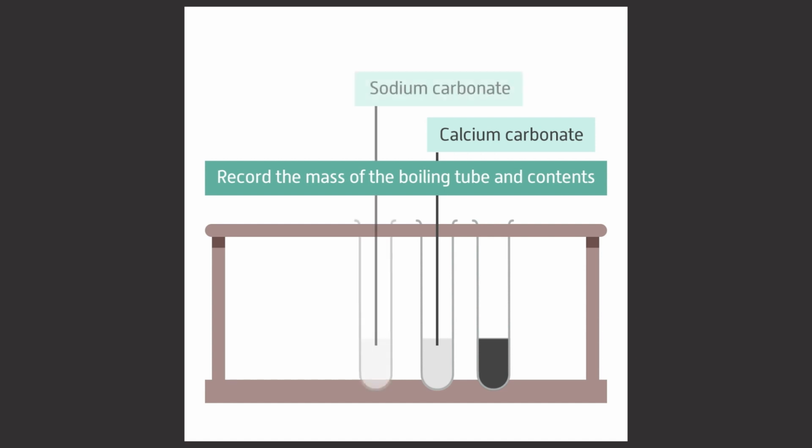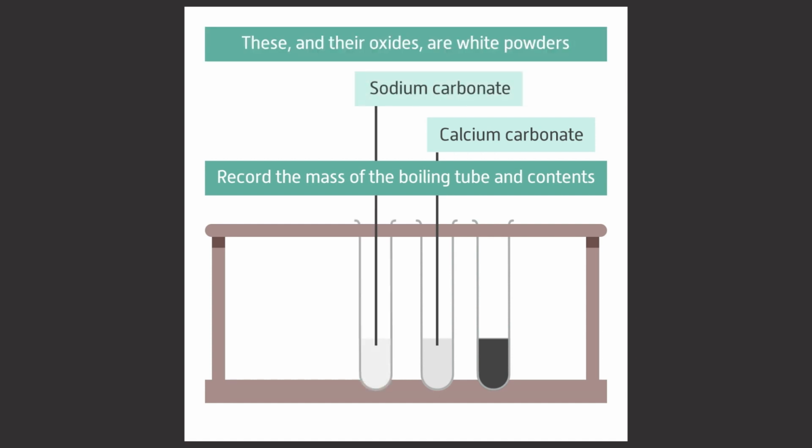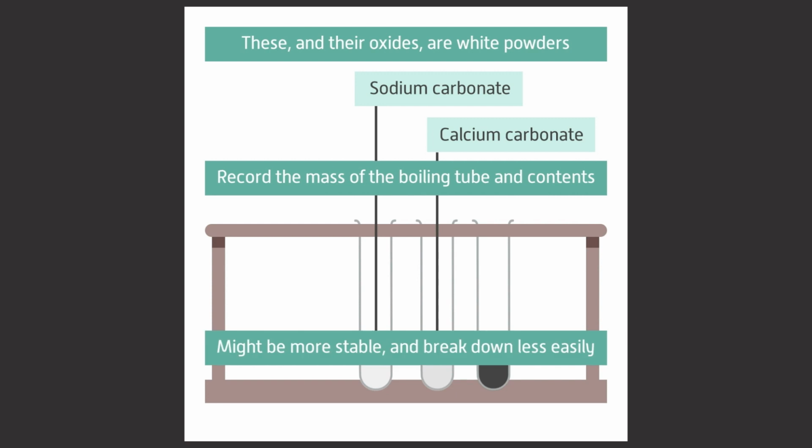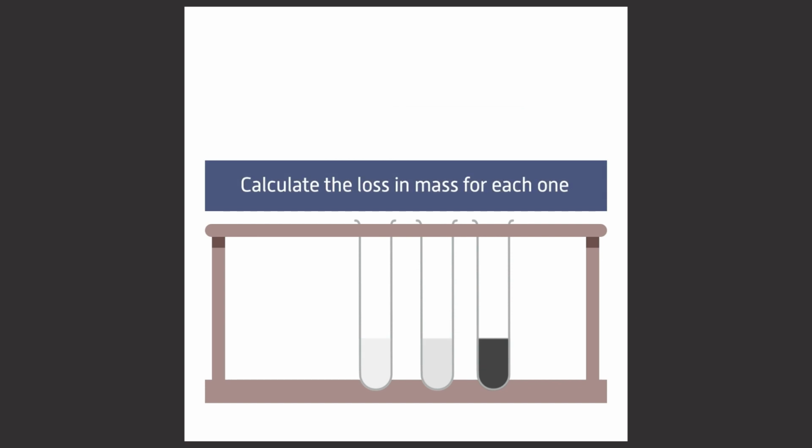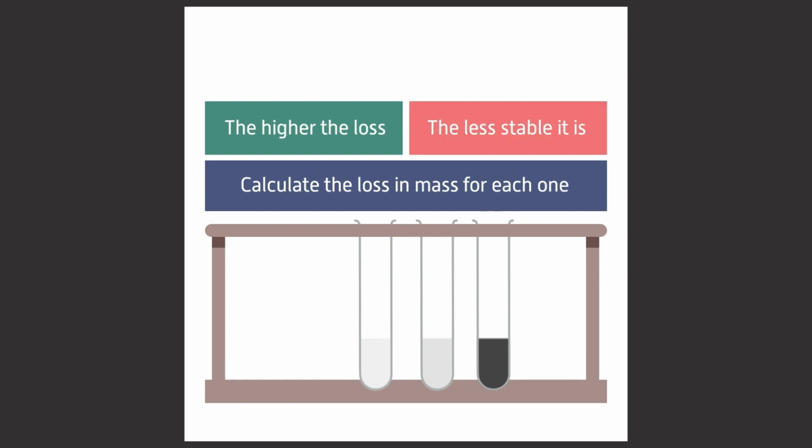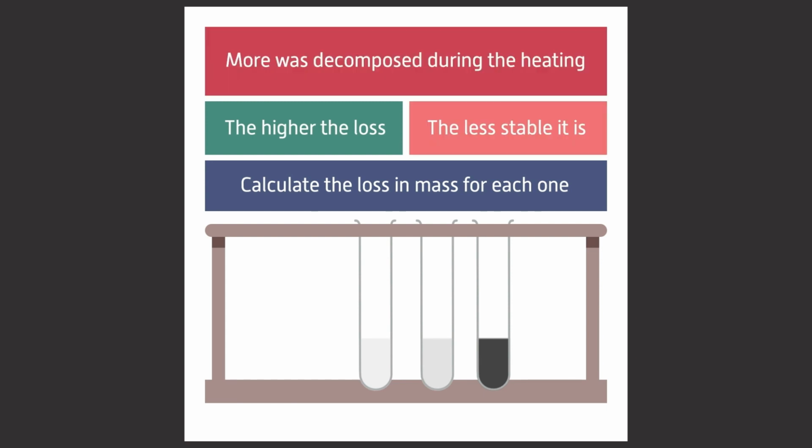This method is repeated with calcium carbonate and sodium carbonate. These are white powders, as are their oxides, so you may not see the same colour change as you did with copper carbonate. Also remember they may not break down as easily as they could be more stable. To compare the stability of each of the carbonates, calculate the loss in mass for each of them. The higher the loss in mass, the less stable the carbonate is. This is because more of it was decomposed during the 5 minutes of heating.